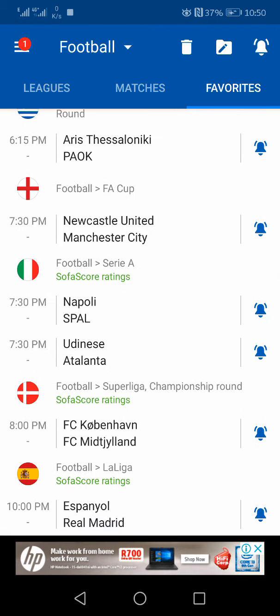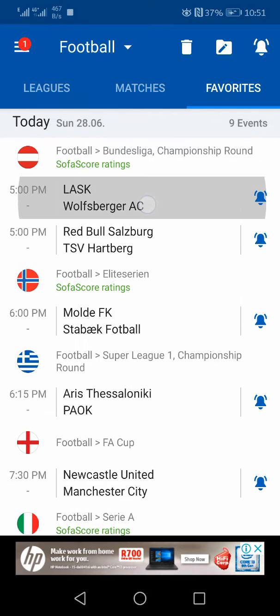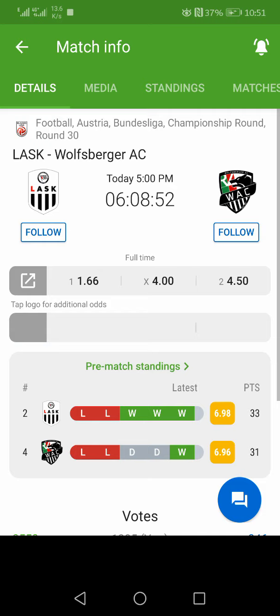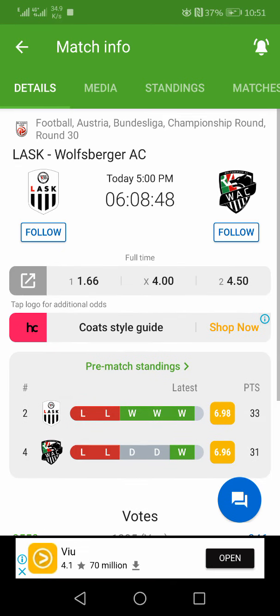I will make an example with just 2 teams, guys, or 3 teams. Or let me rather make an example and put money live now, as you can see, even if it just allows $20. So now this is what I will do. LASK. Let me start with LASK. This is a Bundesliga in Austria. This is LASK versus Wolfsberger.